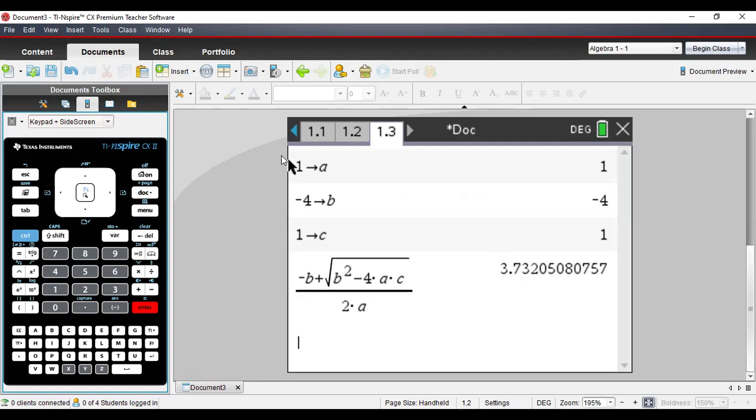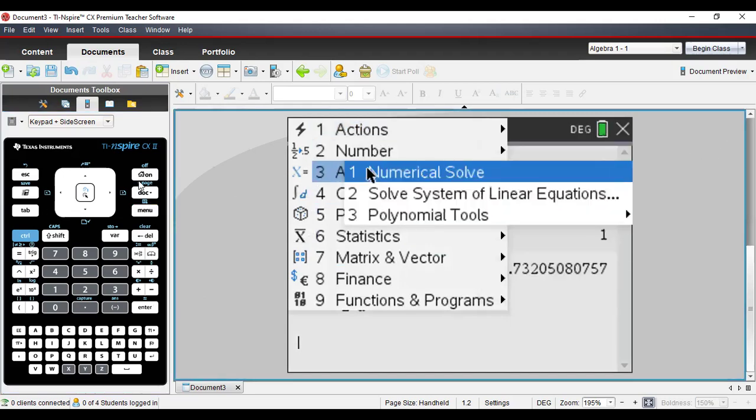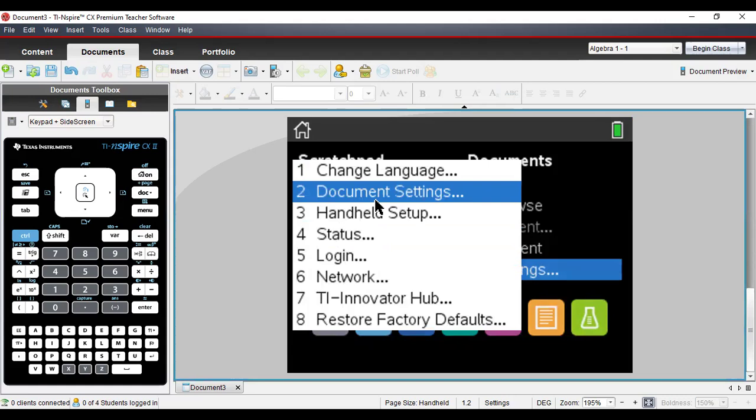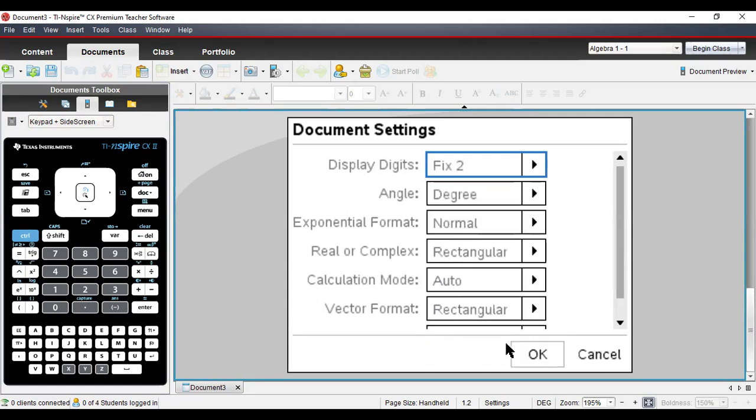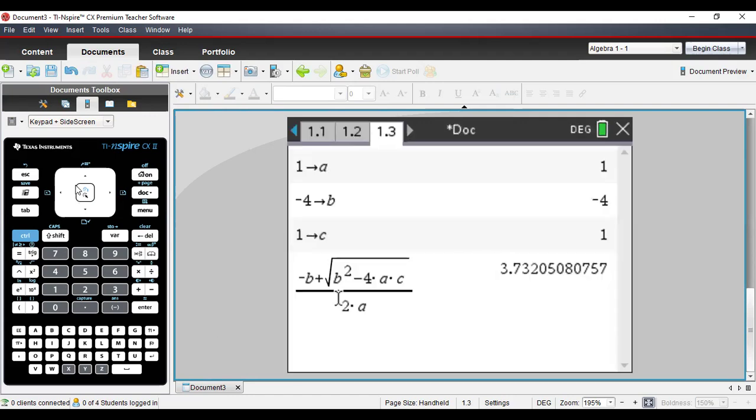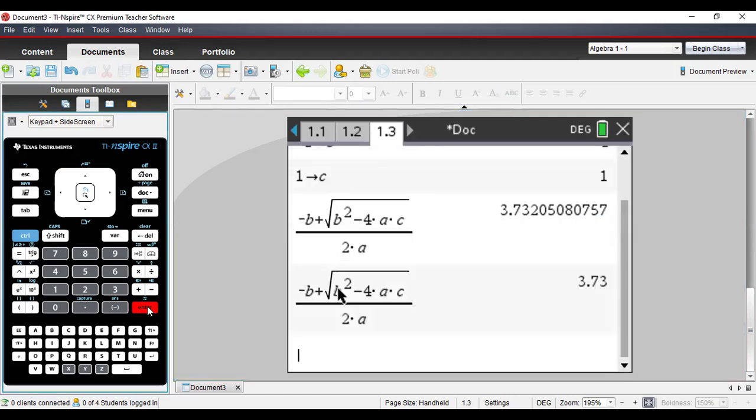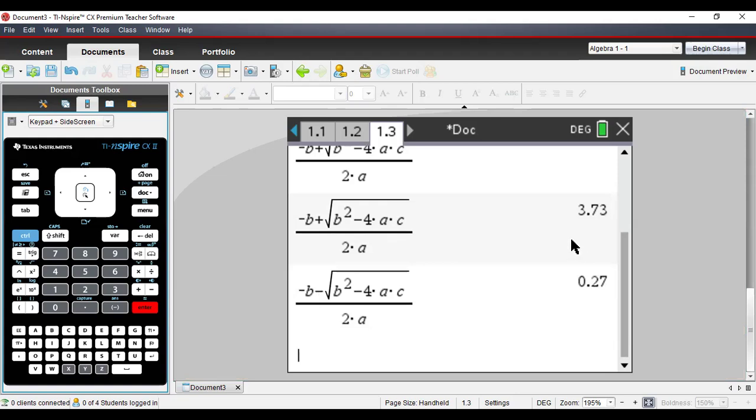I press enter. Now, again, if I wanted this rounded, I have to go to settings, document settings, and change this from float to fix 2. Then press OK. Now, when I go back, if I copy it and rerun it, you see it's rounded. To get the other root, I'm just going to copy this, go where the plus is, and change that to a minus, and that's going to give me the other root. So here are my two roots. You can absolutely use the calculator. I think it's easier and cleaner to graph it and just find the zeros.